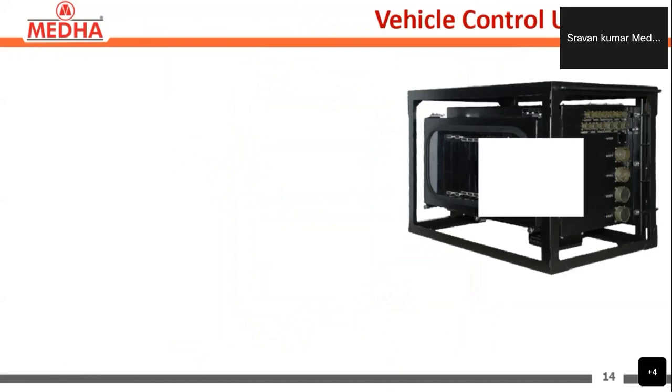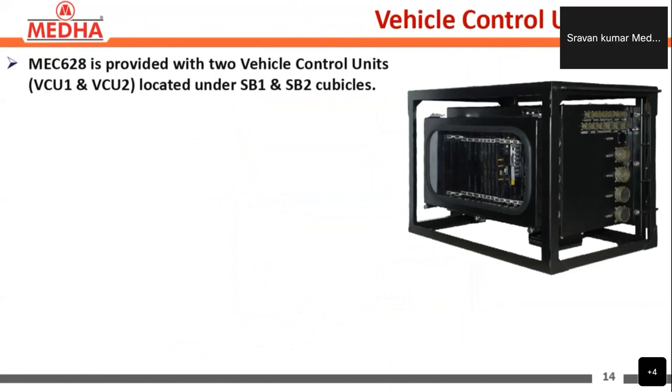So, next, coming to the vehicle control unit. In the scope of supply, we have seen the different subassemblies. One by one, we will be discussing them in the further slides. First, we will be discussing the vehicle control unit, VCU. MEC-628E is provided with two vehicle control units, as we have discussed, that is VCU1 and VCU2, located under the SB1 and SB2 panels.